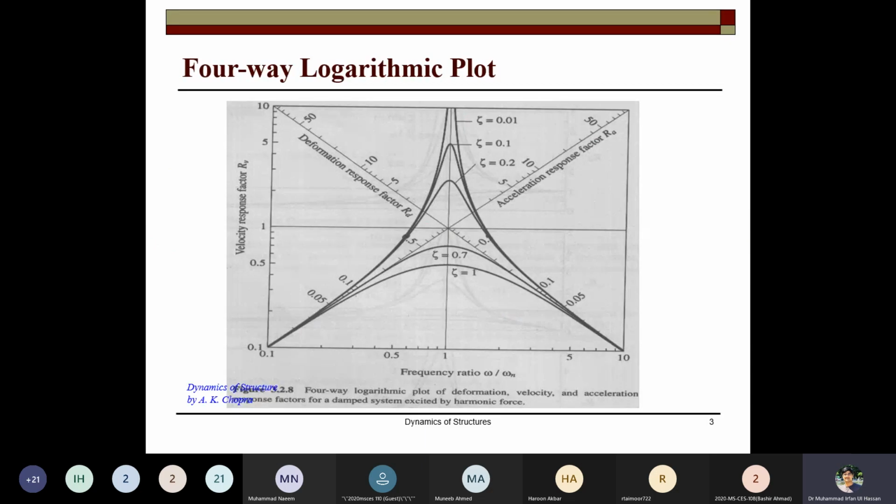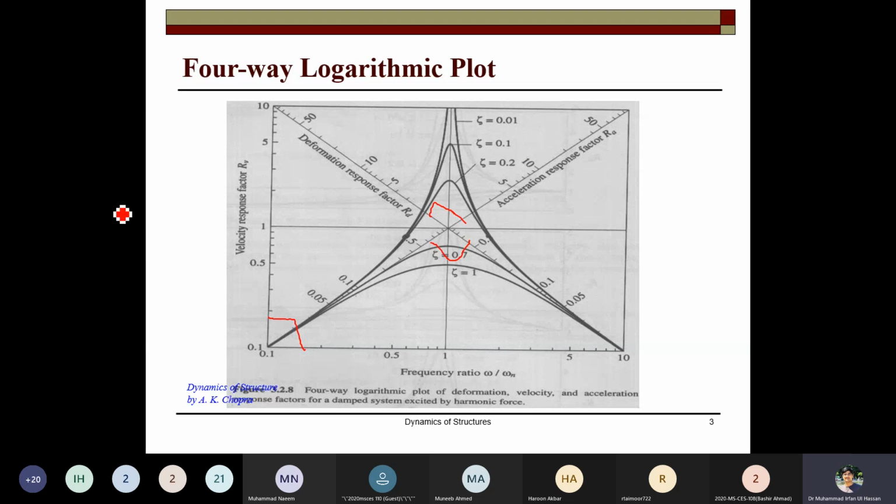And even when you can plot the three functions on a single page, इसको कहते हैं फोर वे लॉगरिथमिक प्लॉट. कि आप एक ही ग्राफ पर एक्सेलरेशन, डिस्प्लेसमेंट और वेलोसिटी शो कर लें. ये ऑर्थोगोनल है, ये भी 90 डिग्री एंगल है, this is also a 90 degree angle.